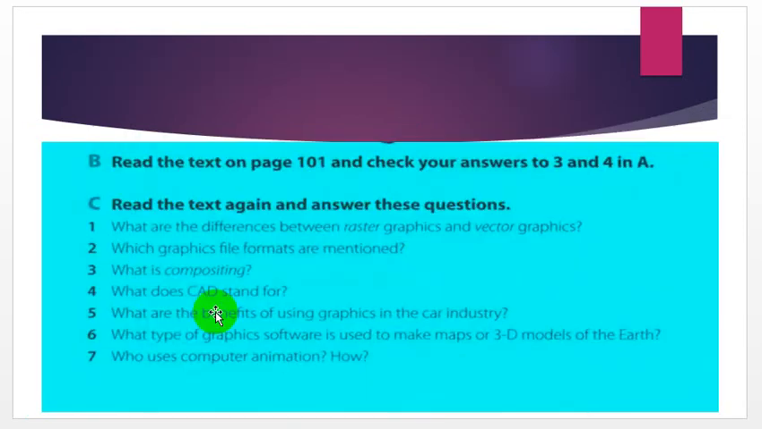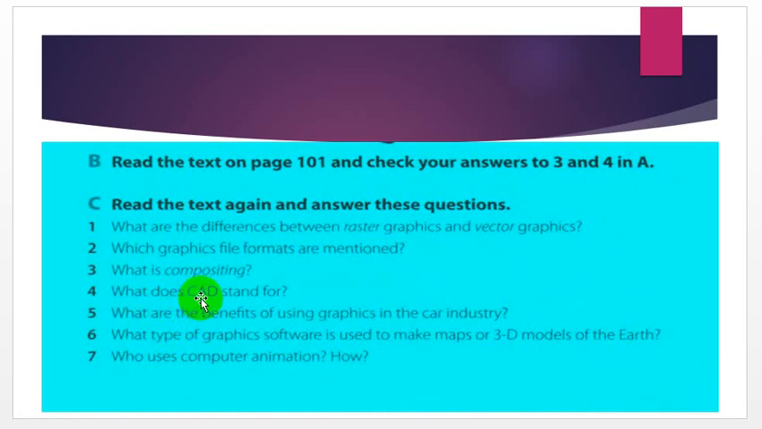Okay, let's go ahead. Read the text on page 101 and check your answers to 3 and 4 in A. Read the text again and answer these questions. Before going to read the text, here are some questions. What are the differences between raster graphics and vector graphics? If you have background knowledge of this, please recall that knowledge. Which graphic file formats are mentioned? What is compositing? When you read the text, please try to find the answers to these questions. What does CAD stand for?